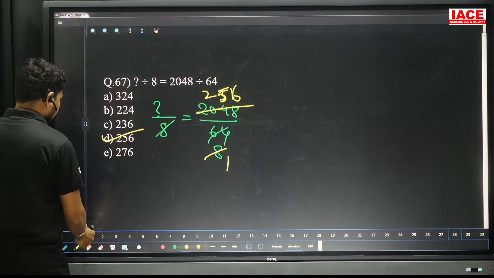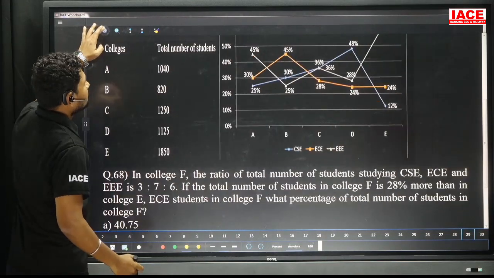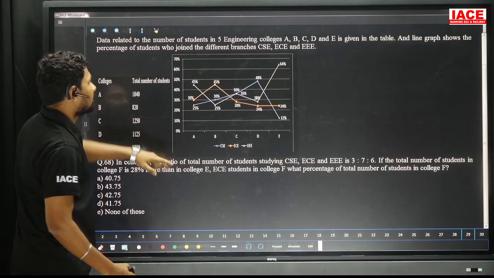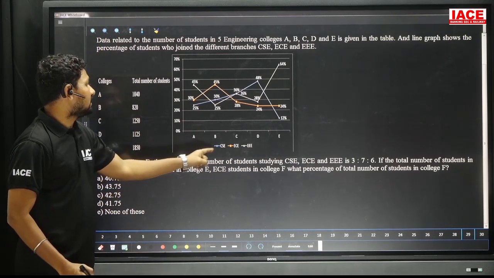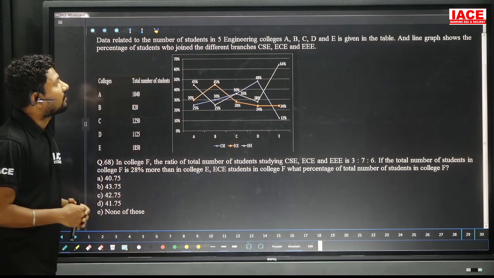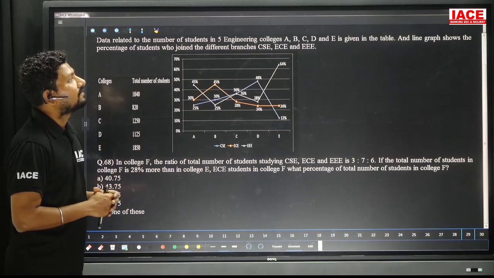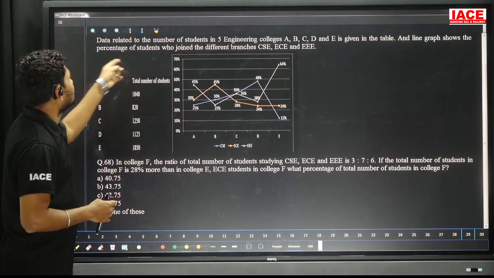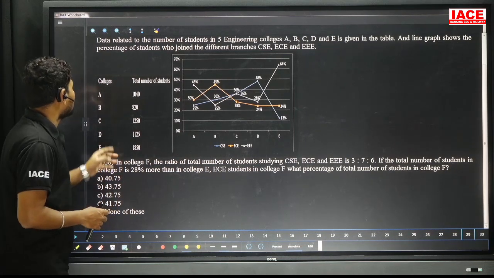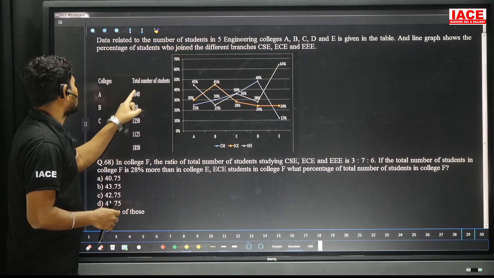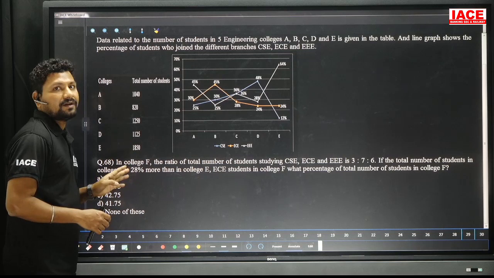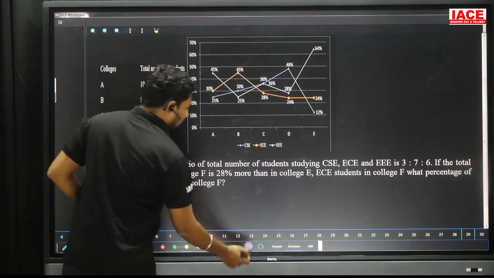Option D. Next we have a data interpretation based on the line graph. The line graph is mentioning 3 streams, that is CSE, ECE and EEE. Here the data related to the number of students in engineering colleges A, B, C, D and E is given in the table, and the line graph shows the percentage of students who joined the different branches CSE, ECE and EEE. Based on this we should calculate colleges A, B, C, D, E. The total numbers of students are 1040, 820, 1250, 1125 and 815. We have to simplify and go for the question directly.